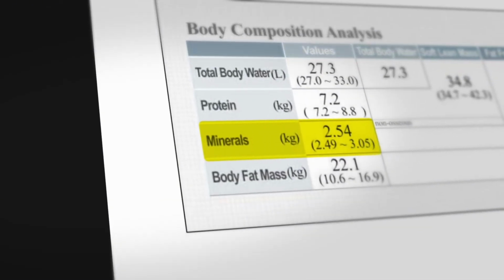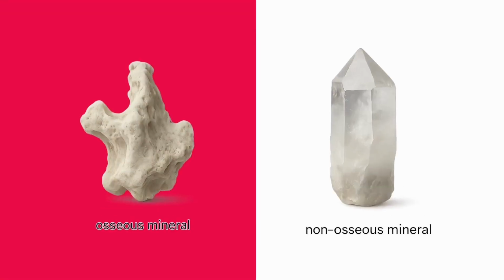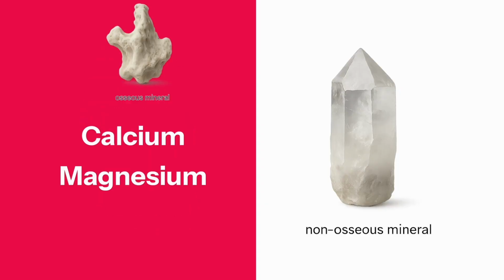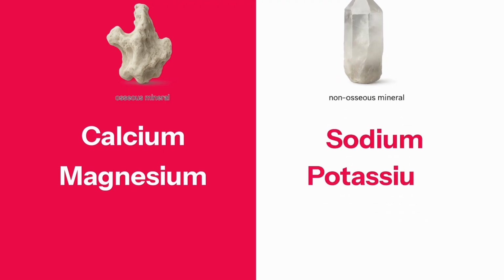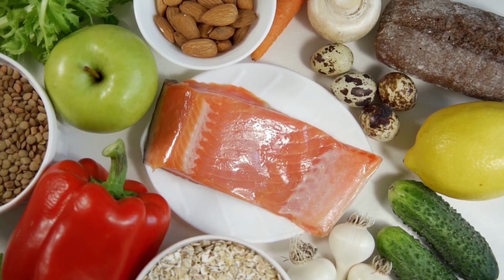The third part is minerals. These minerals are a combination of osseous minerals and non-osseous minerals. Osseous minerals are the ones which are important for our bone health, like calcium, magnesium, while the non-osseous minerals are the other trace minerals. So in case someone has a deficit of minerals, then specifically they have to focus more on their mineral count levels, like having more calcium rich foods, having more magnesium rich foods.